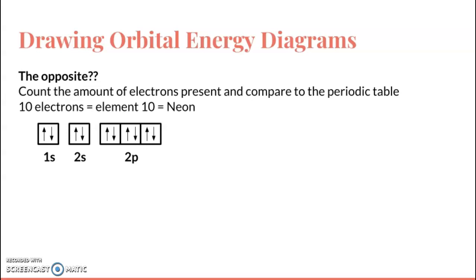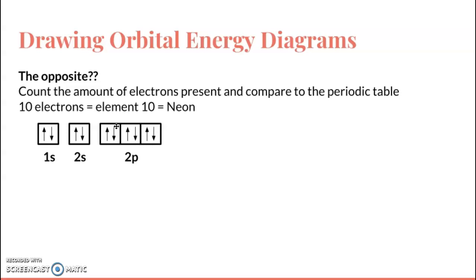For the opposite, I can kind of do this in 2 ways. One, I can count the number of electrons present and compare it to the periodic table. So I have 1, 2, 3, 4, 5, 6, 7, 8, 9, 10. So I have 10 electrons. If I am a neutral atom, I'll find element 10 because I know that protons and electrons are equal to each other in a neutral atom. And my number of protons tells me my atomic number. So I would find element 10, which is neon. So this would be the orbital diagram for neon, all right?